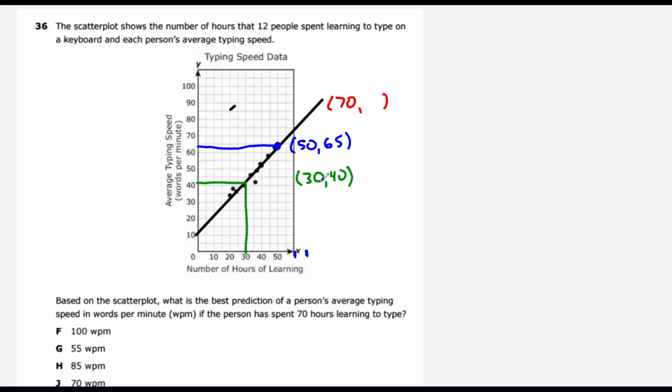Why not? So now we can see what happened to our words per minute. So right here, it went up by 25. So here, we would expect it, since it's linear, to go up by another 25. This is plus. So if we take 65 plus 25, that would give us about 90.